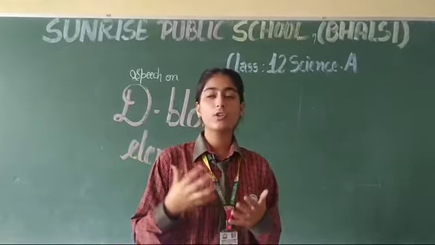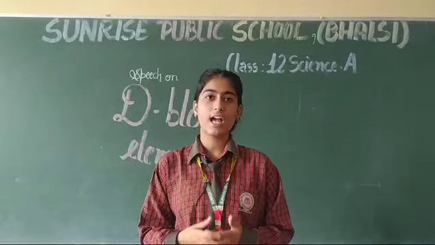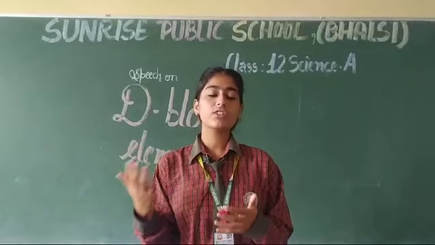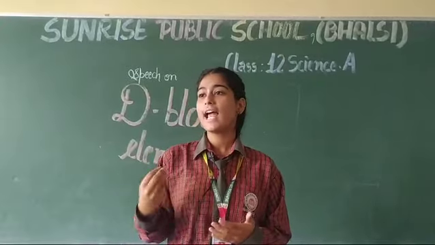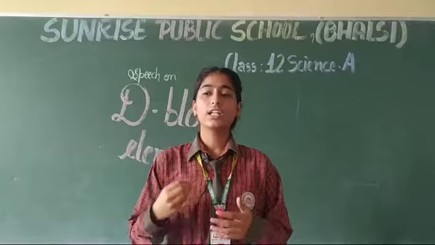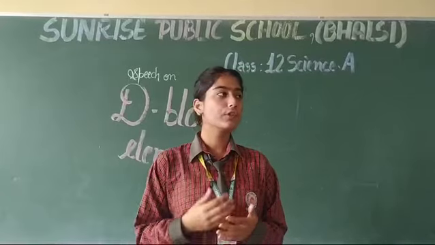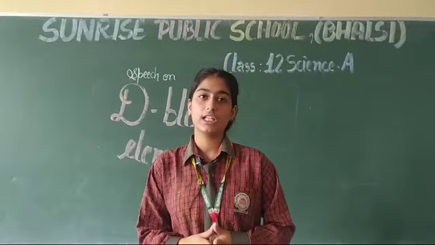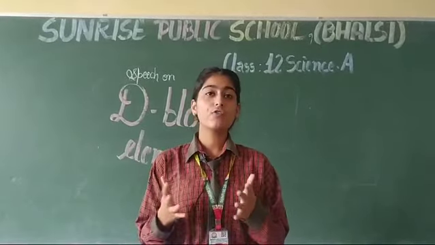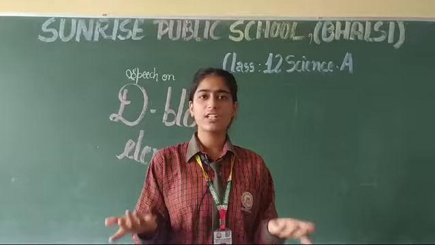The general electronic configuration of these elements is (n-1)d1-10 ns2, where n is the outermost shell. The D block elements consist of groups 3 to 12 and occupy the large middle section of the periodic table. Now friends, I will tell you about the transition elements.